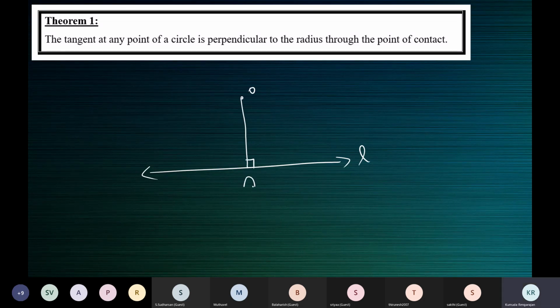So it's given that OA is the perpendicular distance. OB is some other distance between the point O and the line L. Now in triangle OAB, we are comparing two distances: the perpendicular distance and this other distance in this right triangle.